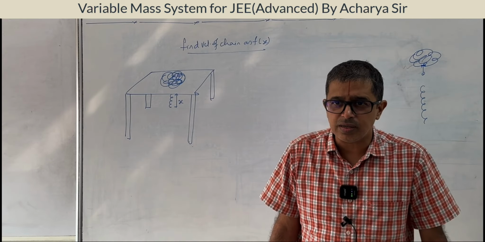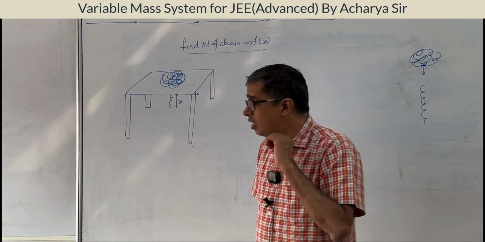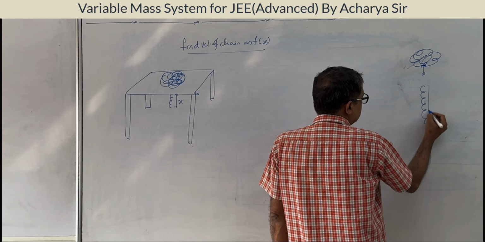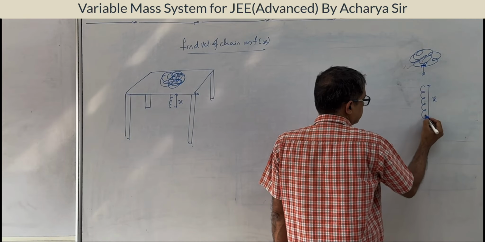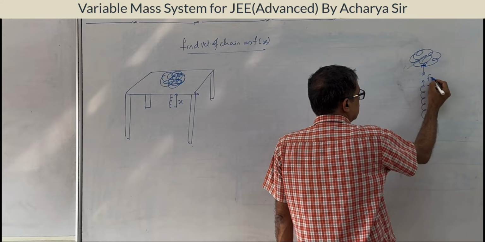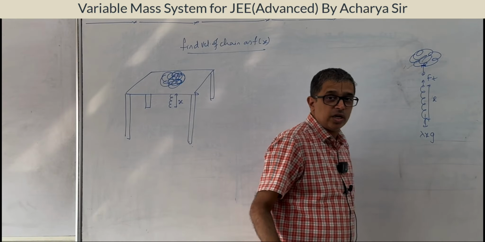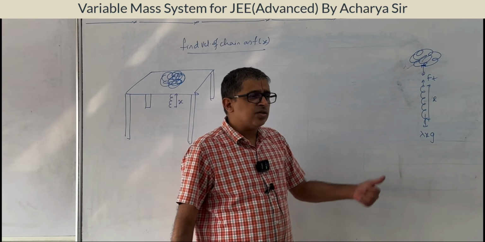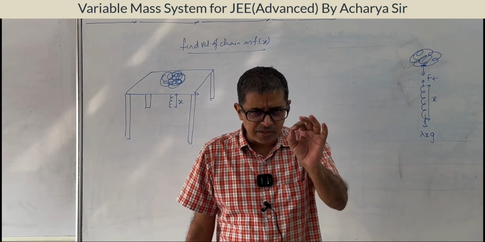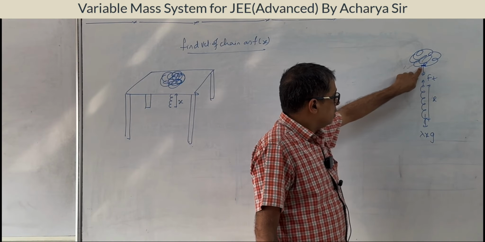Dynamic equation. Now to write the dynamic equation, have a look at this. Weight of the chain, lambda x into g, thrust force in the upward direction. Once again, mass is increasing, mass is decreasing. Don't go by that. Go from the fundamental concept.